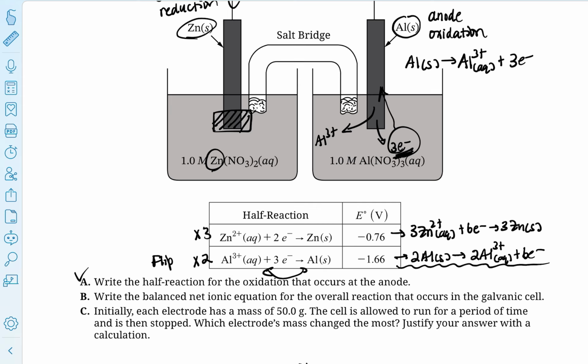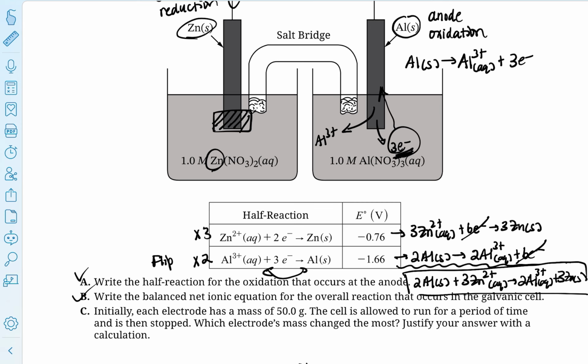So for the net ionic equation, we have to add these up. We get rid of our electrons in our overall balanced equation because they're on the left and right, so they're oxidized and reduced. They're not in my overall equation. My overall reactants are 2Al solid plus 3 zinc ions produces 2 aluminum ions and 3 zinc solids. Hopefully you can see that, but that's my overall balanced net ionic equation for question B.